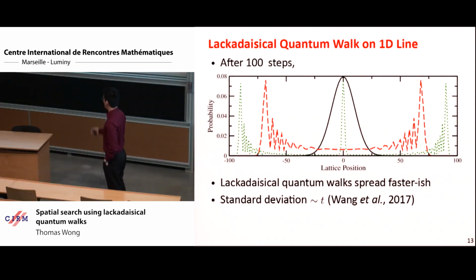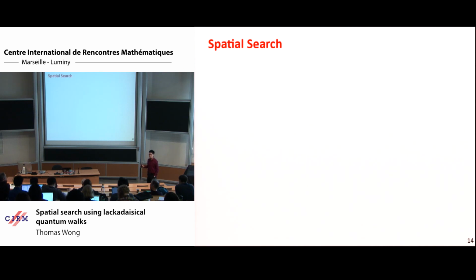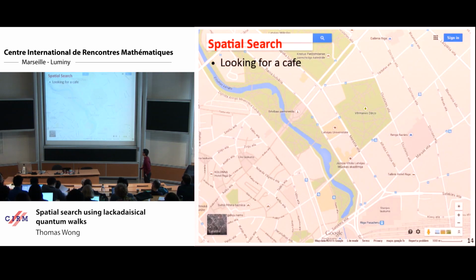All right, so let's go ahead and do that. Let's apply this to some algorithmic problems, to some search problems, and see if we can get any improvements. So let's start by talking about what this search problem is. It's called spatial search. So imagine you're looking for a cafe.